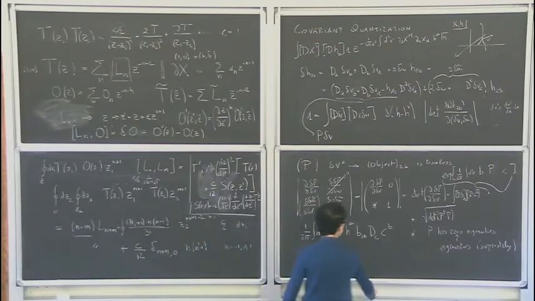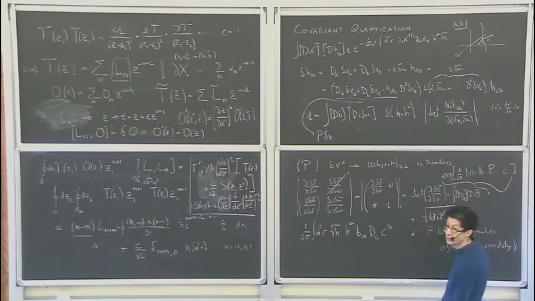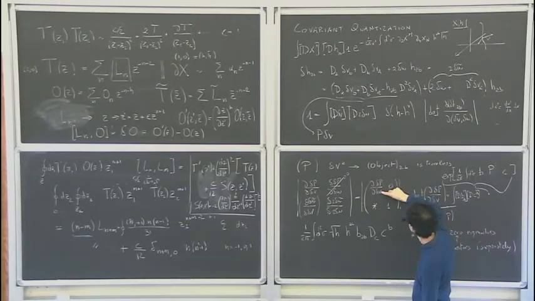Sorry, say it again. Delta P. Oh, here, this P. Here, this determinant. Sorry, I realize my notation is a bit confusing. So this object here is just the variation of P with respect to dV. Yeah, I think this, yes.